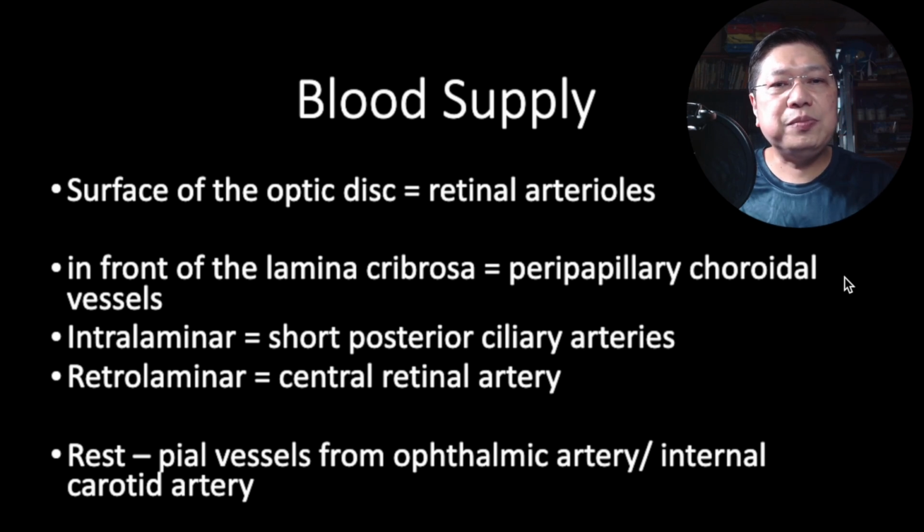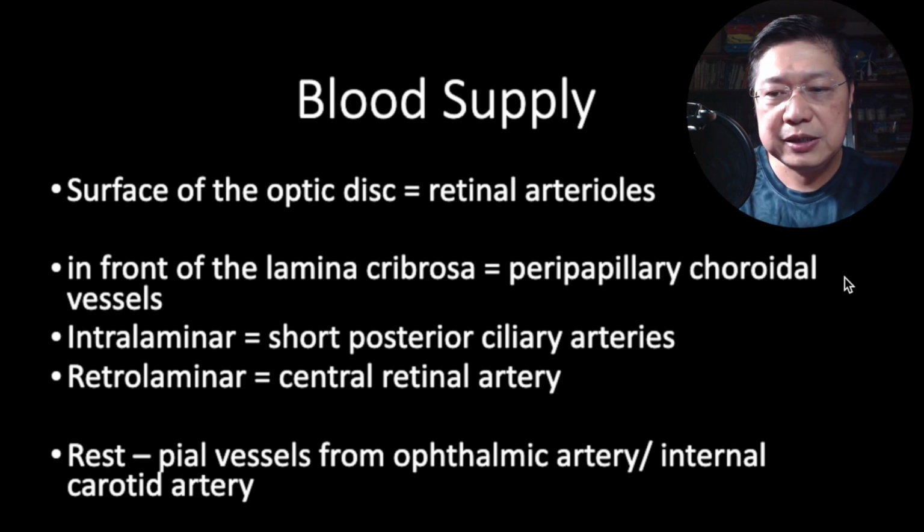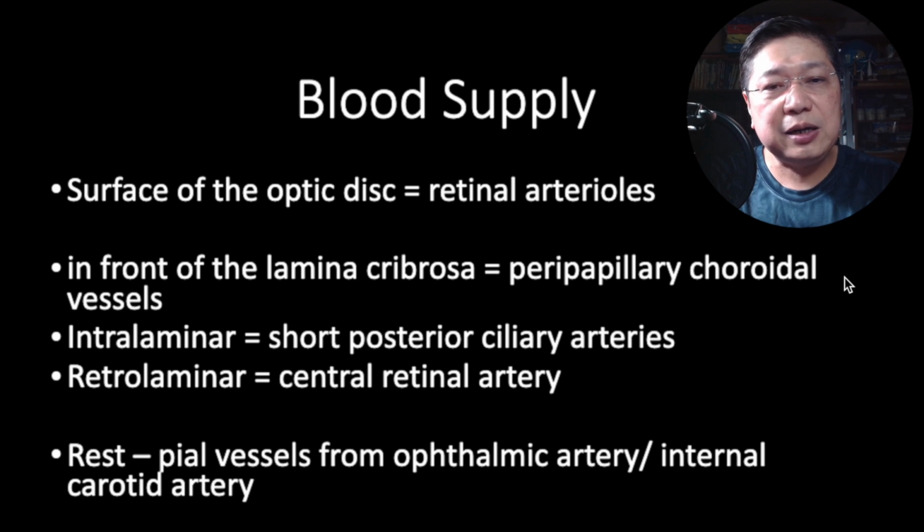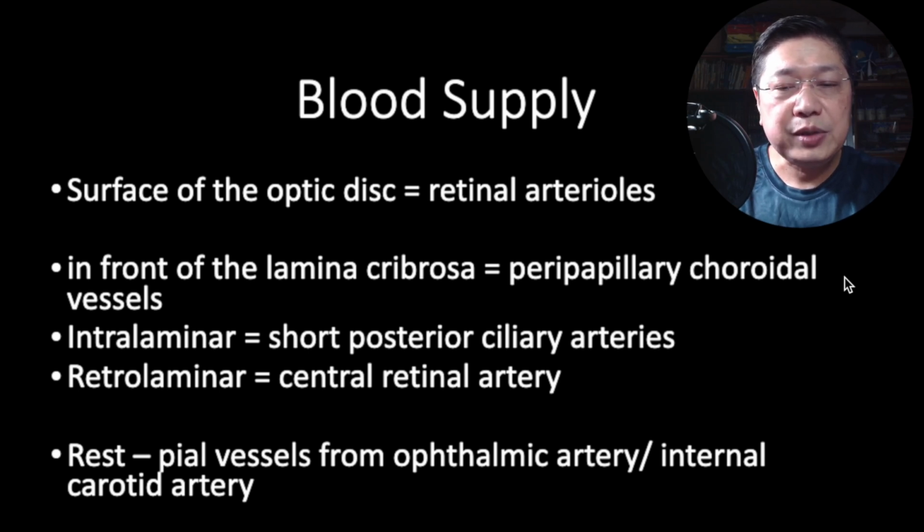The blood supply is from retinal arterioles supplying your optic disc, and in front of the lamina cribrosa are the peripapillary choroidal vessels. Inside the lamina cribrosa, you have the short posterior ciliary arteries, and behind it, you have the central retinal artery. So your optic nerve is actually supplied by several different blood vessels. The rest of your optic nerve has pial vessels from the ophthalmic artery or the internal carotid artery. So it's very, very well supplied with blood.